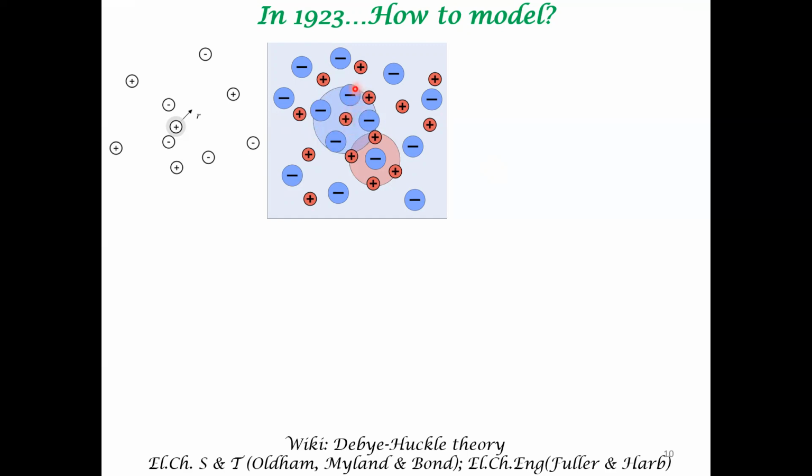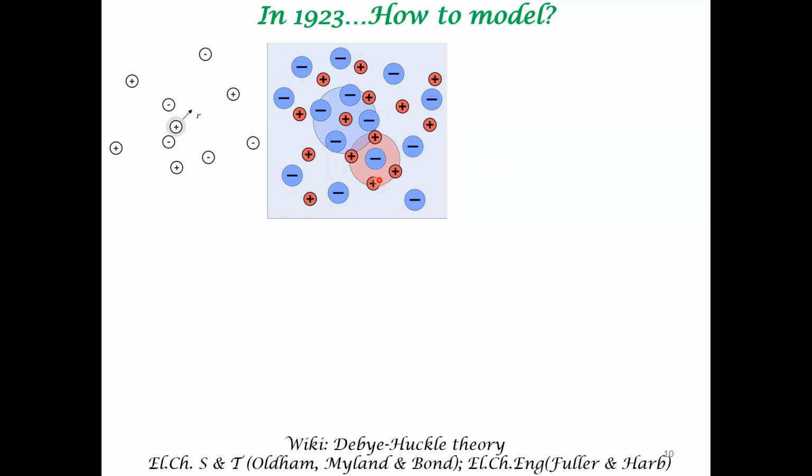For example, if I draw a sphere, in this case in two dimensions it represents a circle. If I draw a circle around this cation, I have on an average more number of anions surrounding the cation. Likewise, if I draw a circle around an anion, on an average I have more number of cations. That is one observation.